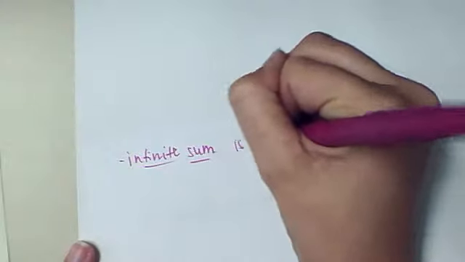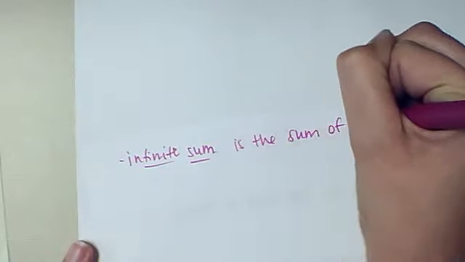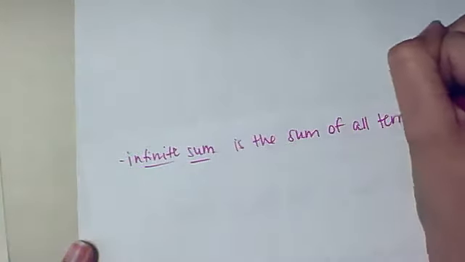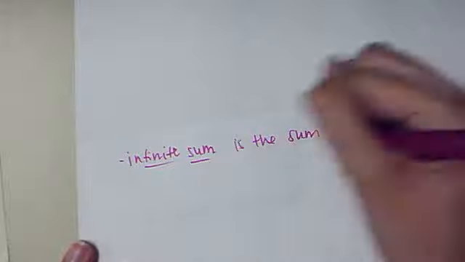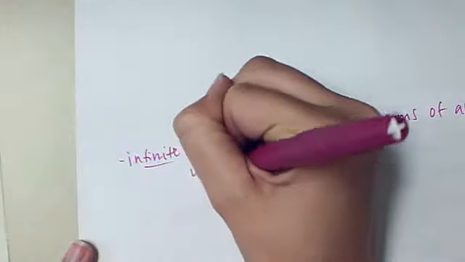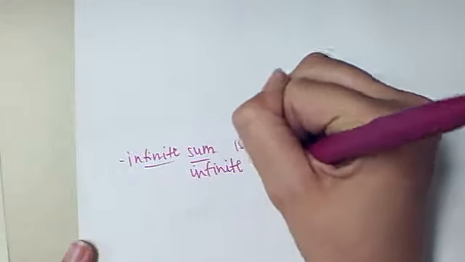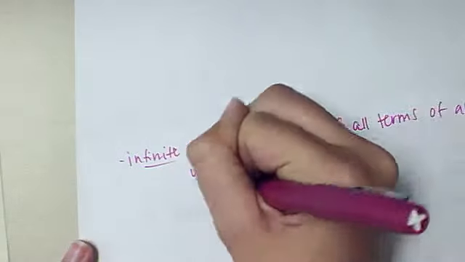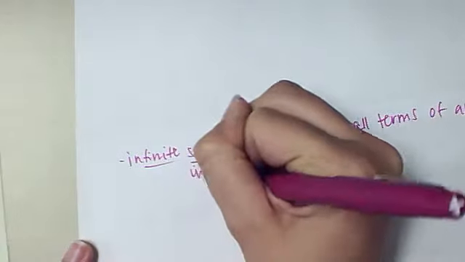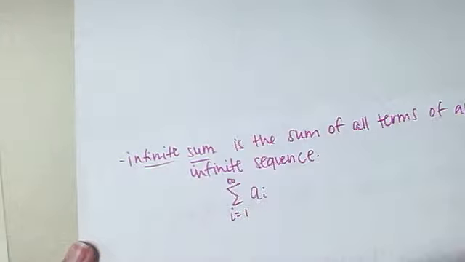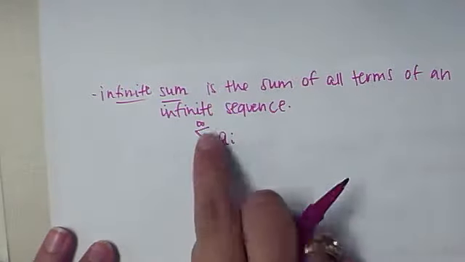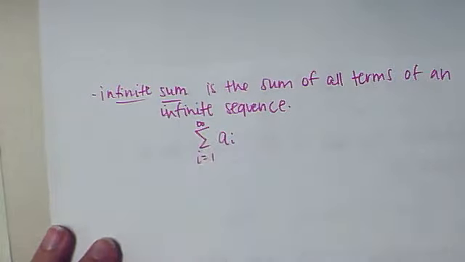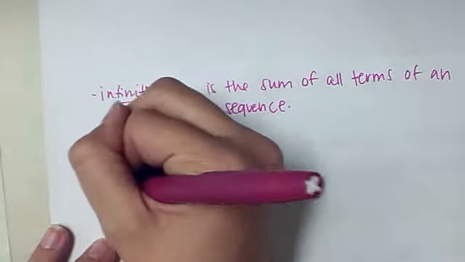Of an infinite sum, is the sum of all terms of an infinite sequence, which is the sum from i equals 1 to infinity of a sub i. So the difference is that in a finite series there is an ending point, and in an infinite one, it goes on towards infinity. Let's look at an example.